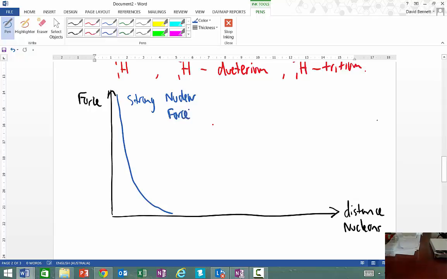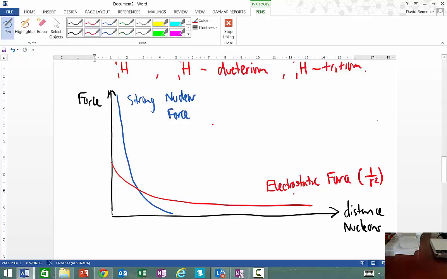That only acts over a short distance. And then when we start looking at this thing over here, this is the electrostatic force, and we know that basically works with 1 over r squared, doesn't it? Okay, so that's the Coulombic force that we're looking at there.